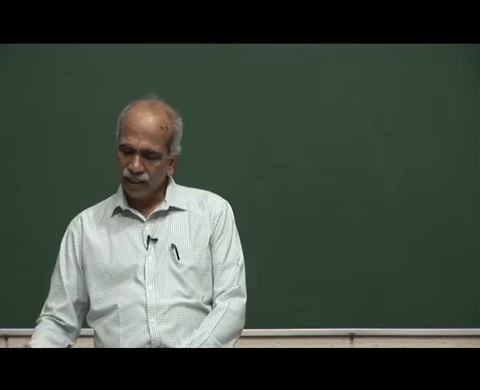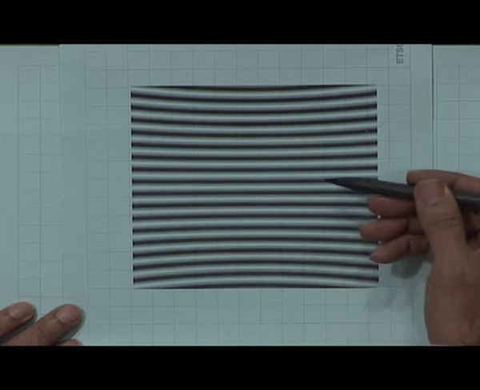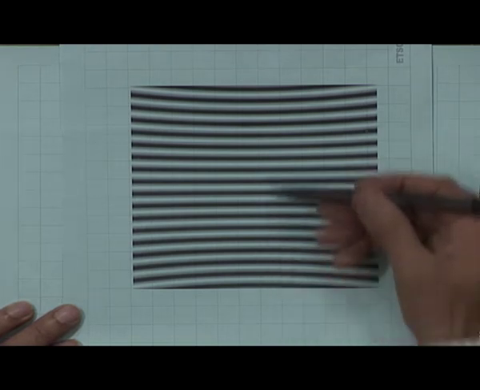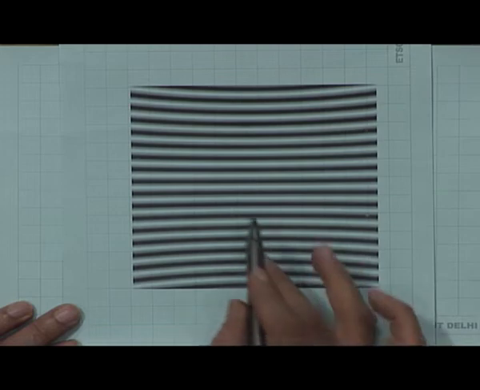As before, if the two holes were up and down, then we will get fringes in this direction. So, this is the x direction, this is the y direction.